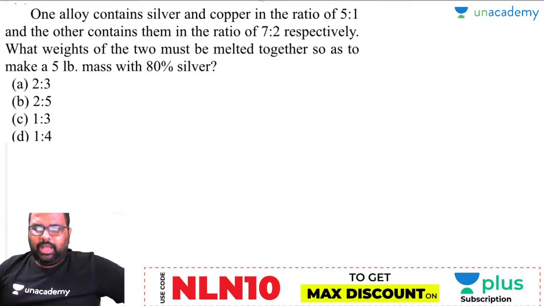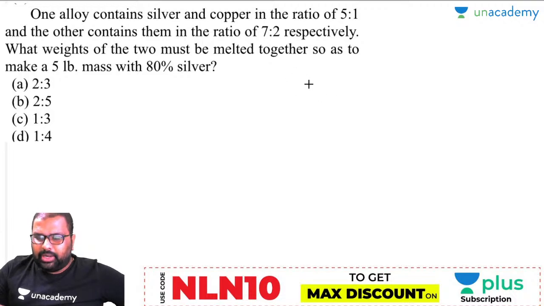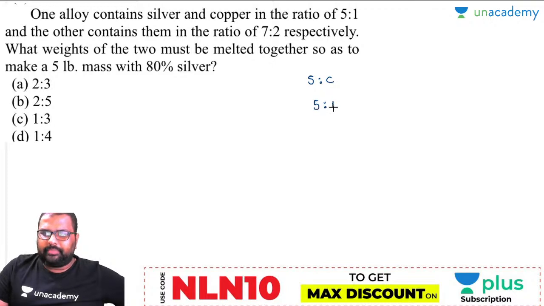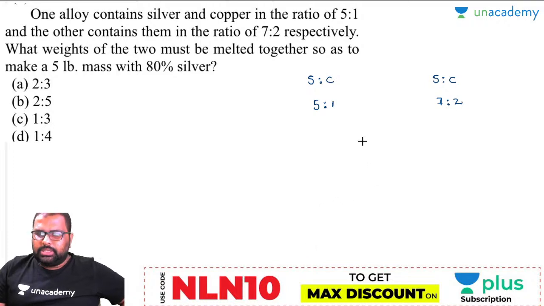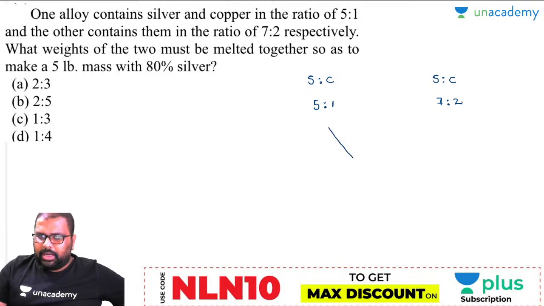One alloy contains silver and copper. Now see here, the silver to copper ratio is 5 is to 1. Let us take this alloy as A. Another alloy contains silver and copper in the ratio of 7 is to 2. What weights of the two must be melted together so as to make a 5 lb mass with 80% silver?